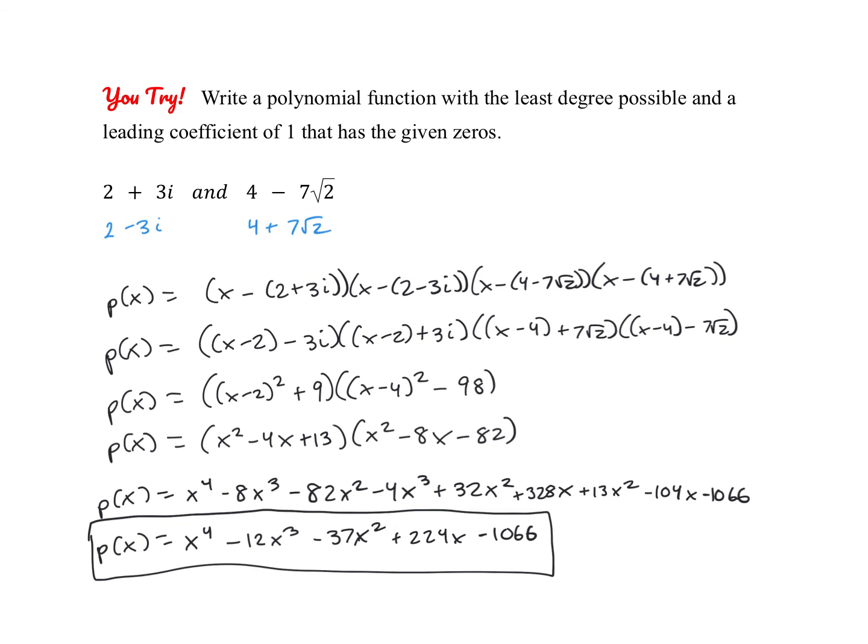And then it's just some more multiplying. So again, here there's a lot of chances to make small mistakes along the way. So just take your time and be careful. And then this should be your final answer.